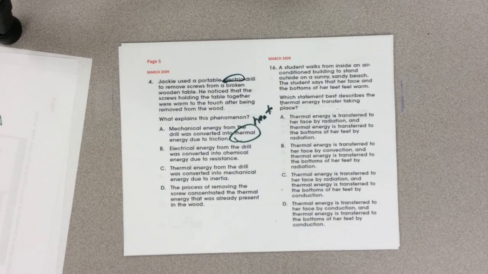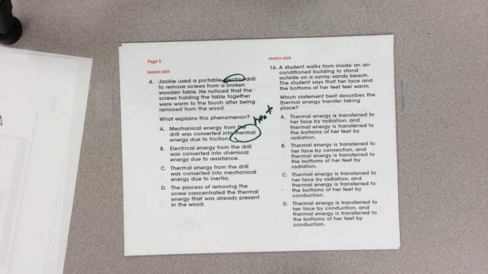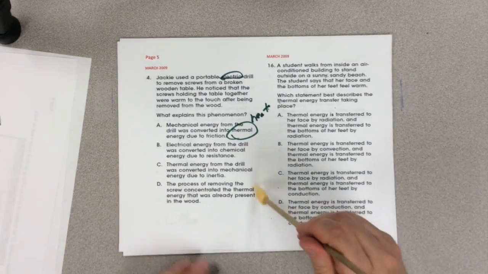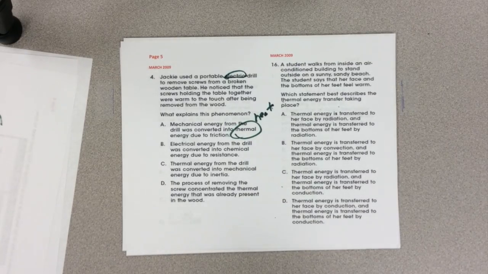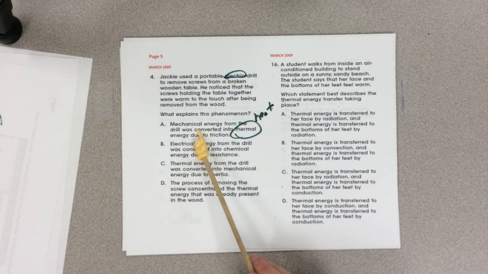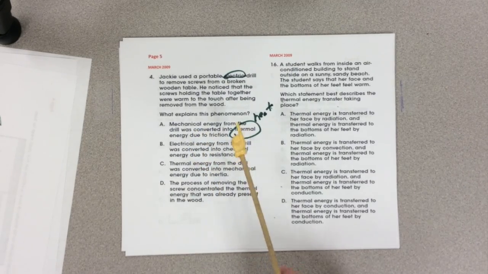But we don't really care that the drill was electric because what's happening here is the mechanical part is the drill bit going round and round and round into the wood. So that's mechanical energy, energy of motion. It's moving. So it is A. Mechanical energy from the drill is converted to thermal energy, or to heat up the screws.